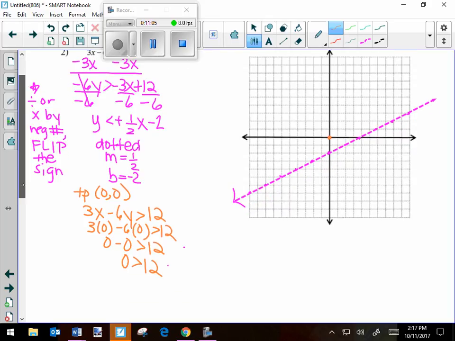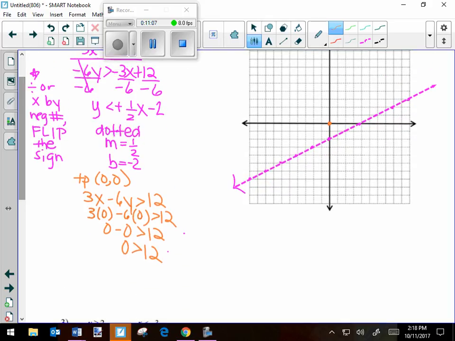True or false? When you get to this point, you have to say to yourself, is this true or is this false? And this is true. I'm sorry, this is false. I guess I'm having one of those days. So I'm going to put that this is false, which means 0, 0 is not a test point.